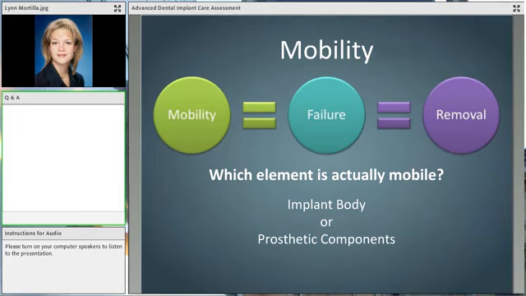We've already spoken a little bit about mobility. I'm going to repeat it here for good measure. If the implant is mobile, it is a failure and it needs to be removed. However, what is actually mobile, the implant body or the prosthetics?